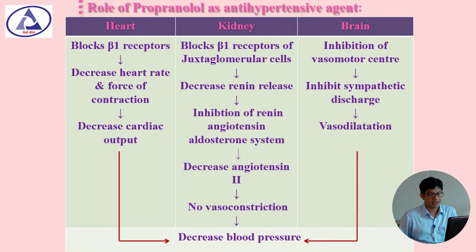Role of propranolol as an antihypertensive agent. In the heart, propranolol blocks beta-1 receptors, decreases heart rate and force of contraction, and decreases cardiac output. In the kidney, the beta blocker propranolol blocks beta-1 receptors of juxtaglomerular cells, decreases renin release, inhibits the renin angiotensin aldosterone system, decreases angiotensin 2, no vasoconstriction, decreases blood pressure. And in the brain, inhibition of the vasomotor center inhibits sympathetic discharge and causes vasodilation. So the combined effect decreases blood pressure. This is the mechanism of how propranolol lowers blood pressure.